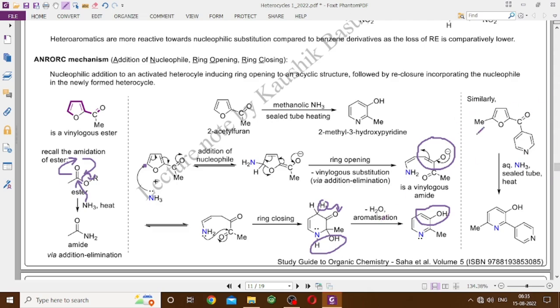Similarly, I have given you another example. Basically, the reaction is the same. Again, ammonia will attack here. This time again, it is a vinylogous ester. Ring opening will take place, and then followed by ring closing, you will get the corresponding pyridine derivative.